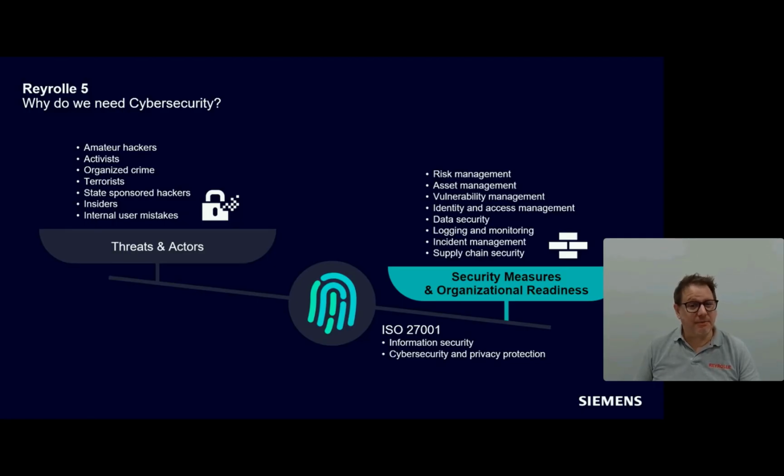Now, this might seem a little overwhelming. And where do you start? How do we make our organization cybersecurity ready? Well, the starting point is ISO 27001. It includes the controls and measures which help you achieve information security, cybersecurity, and privacy protection.